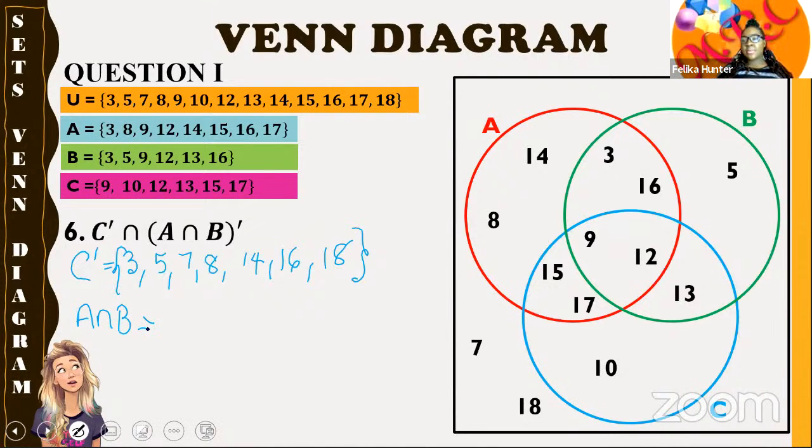A intersect B. There, Johnny? Yes, Miss. Go for me. A intersect B. Miss, A intersect B would be 3. Mm-hmm.